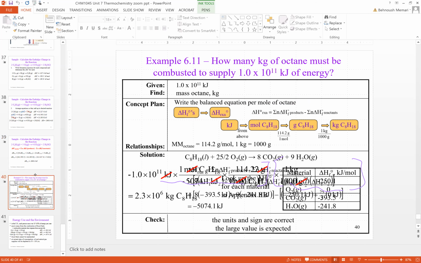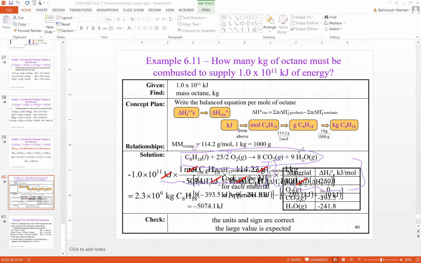How many kilograms of octane must be combusted to supply this amount of heat? And what do we have? Do we have the delta H of the reaction? If we don't, first we have to find the delta H for the reaction. In order to find it, we need the delta H formation for octane, which is going to be 0. We need the CO2 and we need the H2O. Then we find the delta H for the reaction.